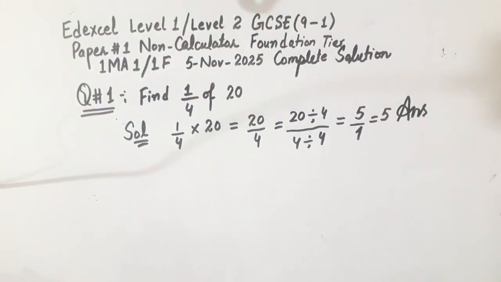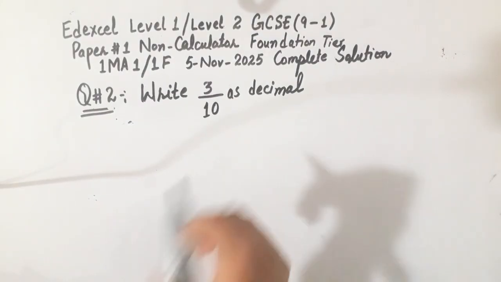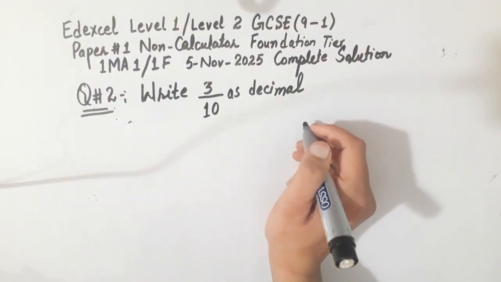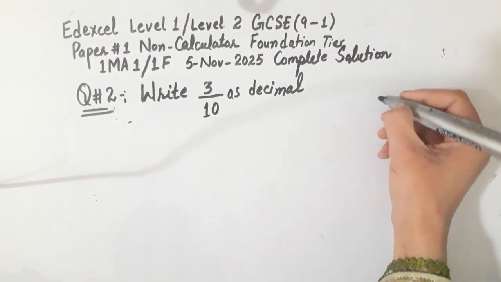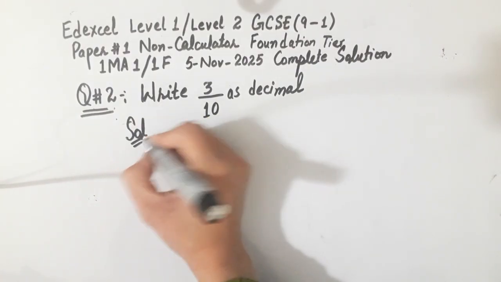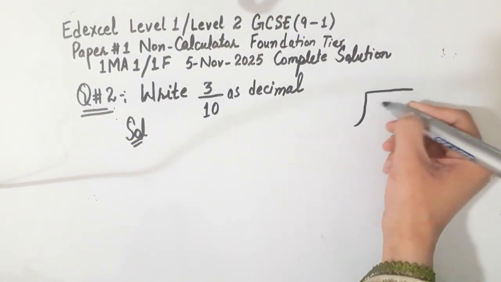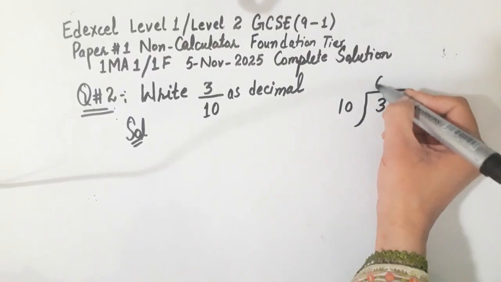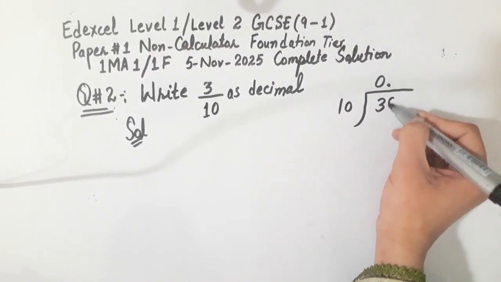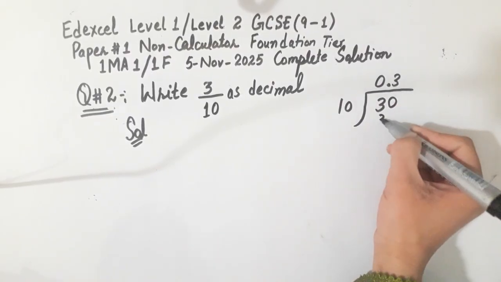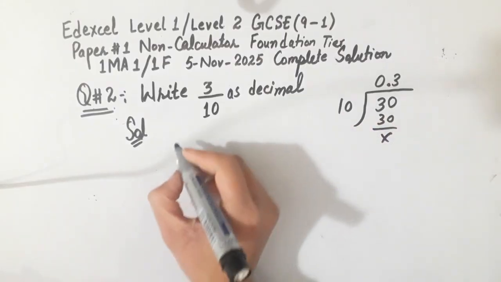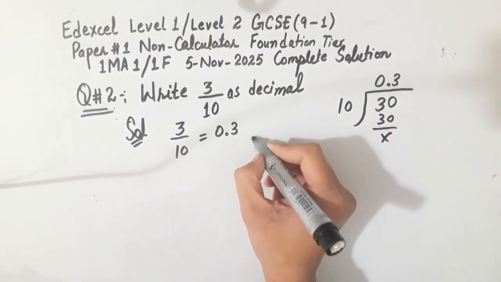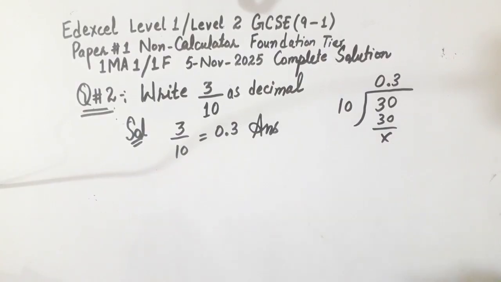Now we will solve question number 2. Question number 2 is write 3 by 10 as a decimal. So we will solve this by simple division. 3 is small, so we will put a decimal point and a 0. So 10 threes are 30. So we get the answer of this is 0.3. So this is the answer.